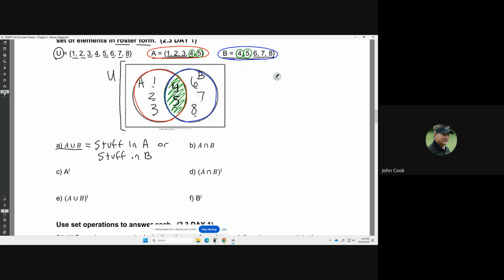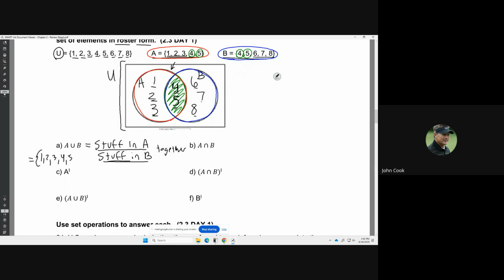So what I do is I take the stuff in A and the stuff in B and I put them together in one set. That's what this is really asking you to do, and that's what that notation here means, that little U, union, represents. So if I take all the stuff in A, so that's like all the stuff in here, all the red stuff, I've got 1 and 2 and 3 and 4 and 5. So I'd include that in my set that I'm putting together in roster form. 1, 2, 3, 4, and 5.